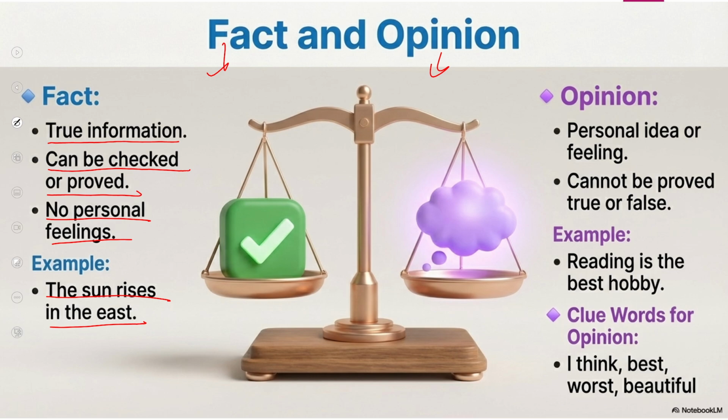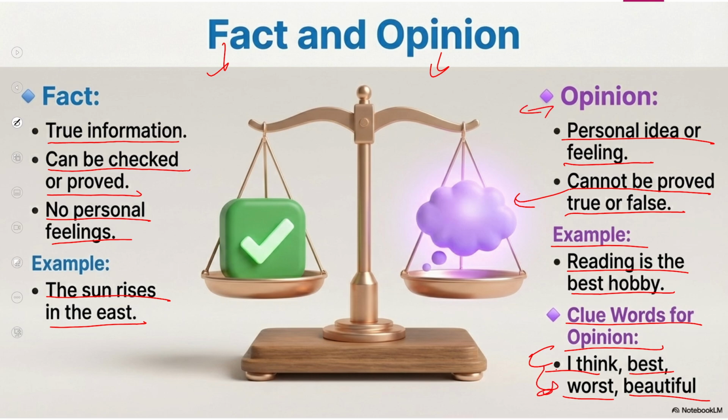On the other hand, opinion. Personal idea or feelings. Opinions have some personal idea or the feeling of the writer and cannot be proved true or false. Yes, it may be true, it may be false. Example: reading is the best hobby. Yes, it may be best, but it may not be best for another person. So we can't say an opinion can be judged or proved. So, clue words for opinion: I think, best, worst, beautiful. These are the clue words. Wherever we see these words, it means that this is an opinion. So this is the difference between fact and opinion.